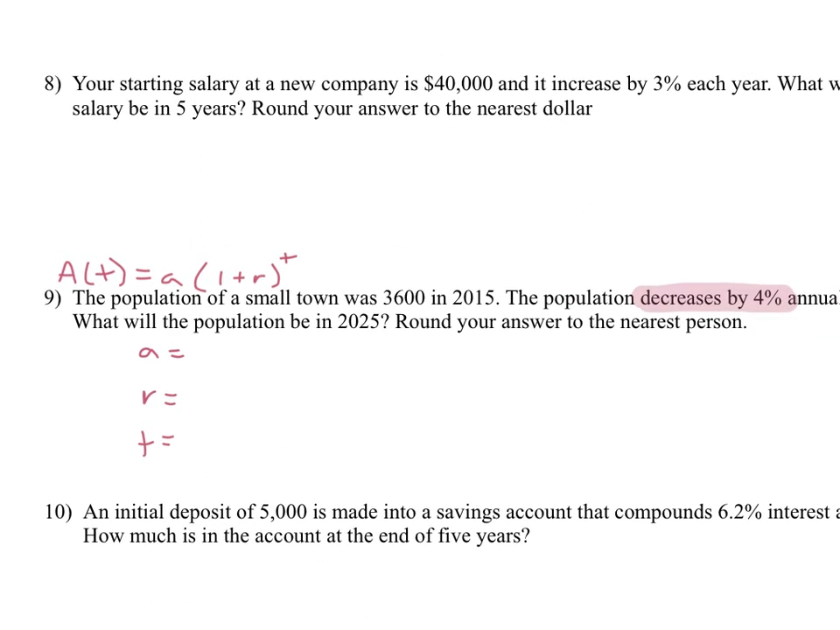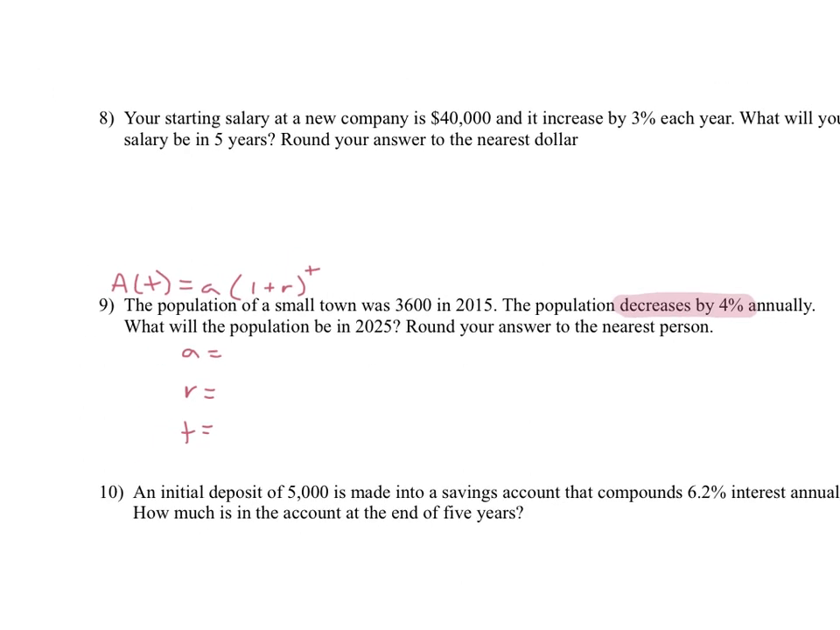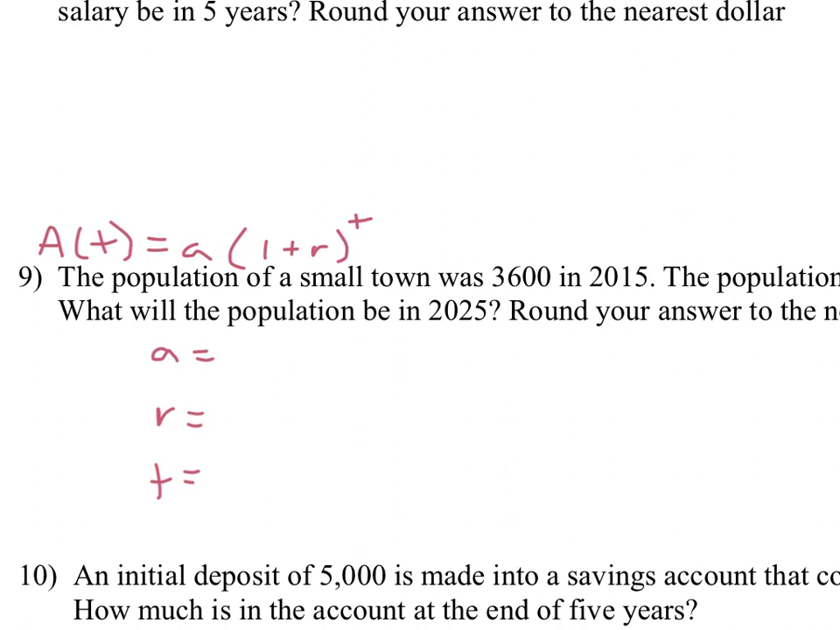So the population of a small town was 3,600 in 2015. The population decreases by 4% annually. What will the population be in 2025? Round your answer to the nearest person. So our amount that we start with is this 3,600.